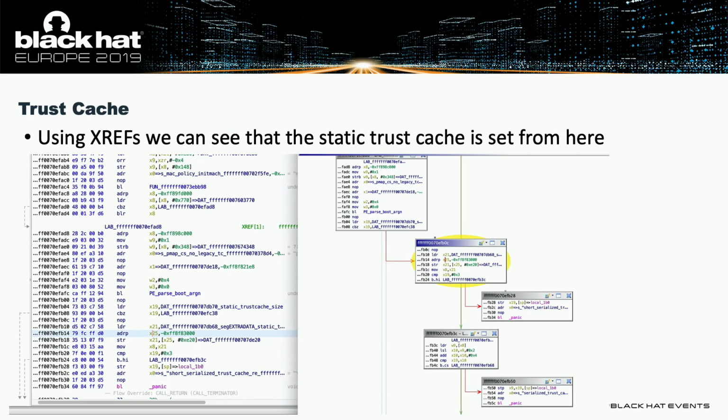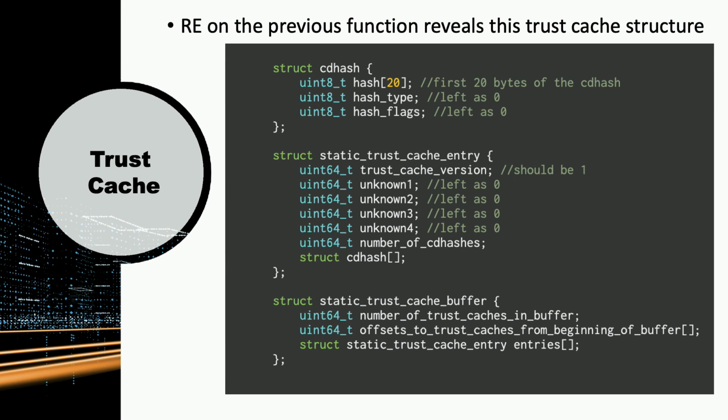Now, this code parses the input structure that is pointed to from the device tree and builds the new structure that will later be used by the lookup function. Reverse engineering the function that we just saw before reveals that this is the input structure that is expected to be the static trust cache to be in. Now, we will not go into all the details of this structure, but the important thing is to know that it enables us to build our own static trust cache and use our own hashes inside this new static trust cache, and therefore make the iOS kernel allow execution of our own executables.